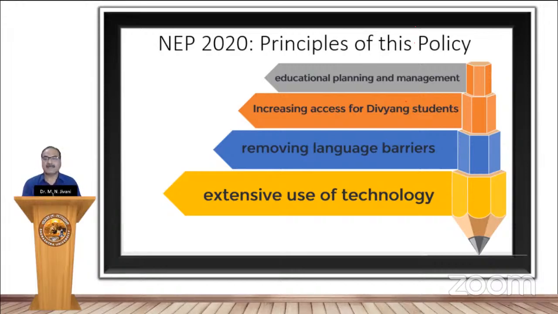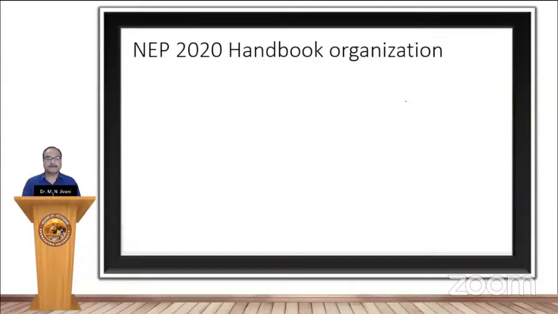So educational planning and management is also done through technology, right? So these are the four key principles in context of technology, right? Okay, then moving further, this handbook is available on various websites. The first website is obviously the UGC website, the MHRD website, where this manual is available in almost all regional languages, and is known as the handbook of NEP.